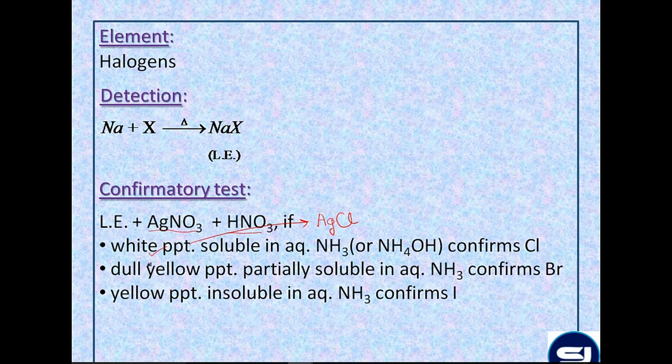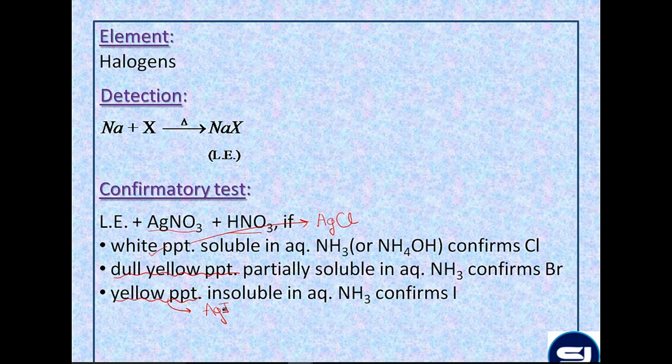Similarly, if there is a dull yellow precipitate which is partially soluble in aqueous ammonia, it would confirm Br, and the dull yellow PPT would correspond to AgBr. Similarly, the yellow PPT insoluble in aqueous ammonia confirms I, and obviously the insoluble precipitate would be of AgI, that is silver iodide. So AgCl is white PPT, AgBr is dull yellow PPT, AgI is yellow PPT.